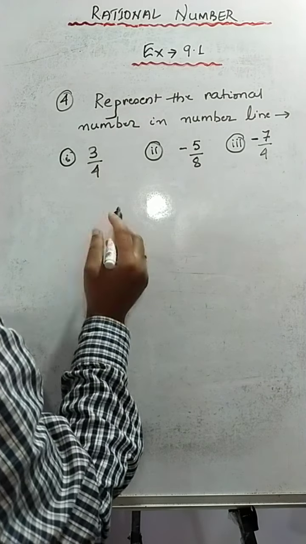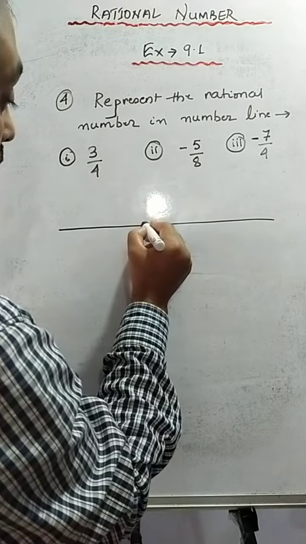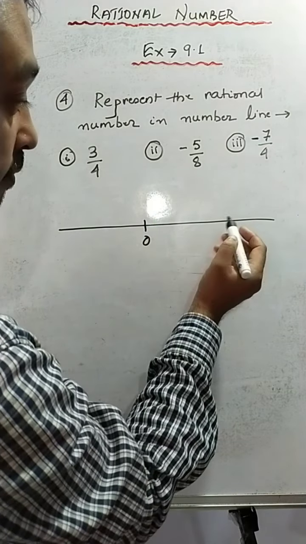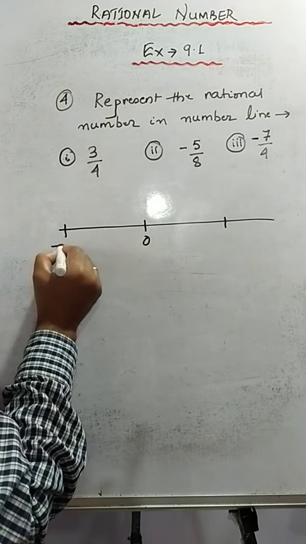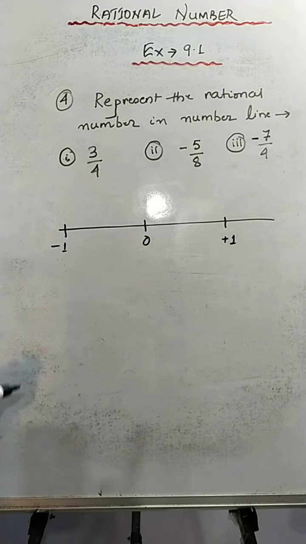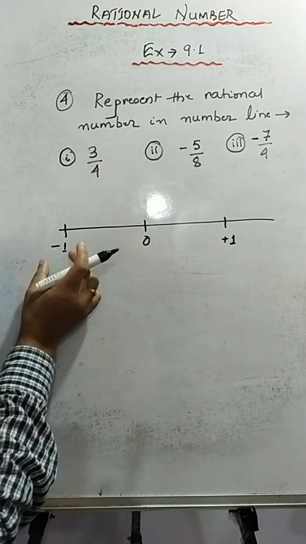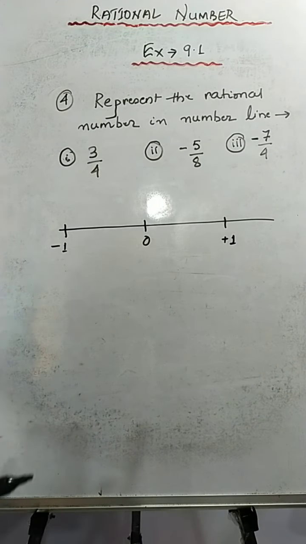Suppose I just want to give you one concept that, see, in the number line, on the right hand side we have all the positive numbers. This you all know. Fine. And on the left hand side we have the negative numbers, isn't it? So on this side we have positive numbers, that is positive 1, positive 2, positive 3, and on the left hand side we have the negative numbers, minus 1, minus 2, minus 3. Fine. So this is the first concept.